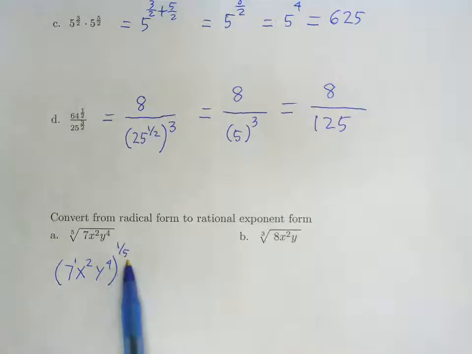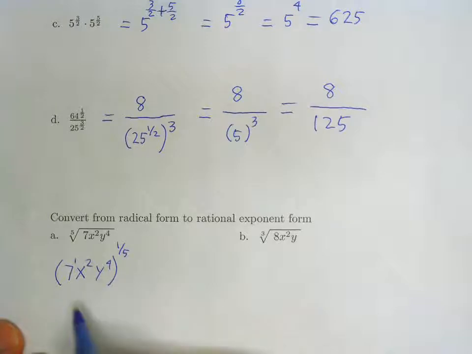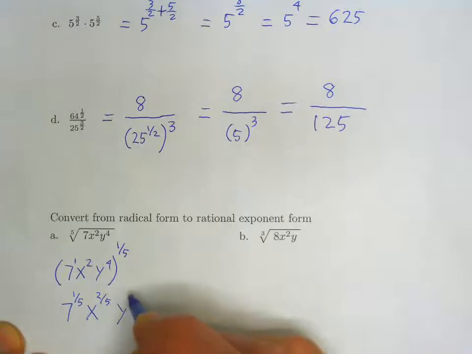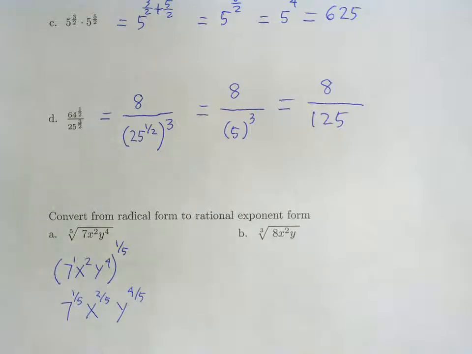So then we apply that property of exponents that says we're going to multiply this outer exponent 1/5 by each of those exponents. And so when we do that, we get 7 to the 1/5 times x to the 2/5 times y to the 4/5. And that's all we're going to do on this one, because we're just converting it to rational exponent form.